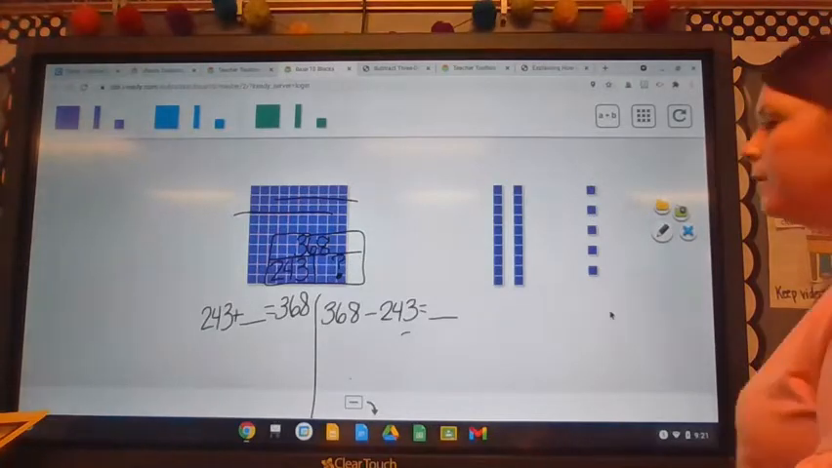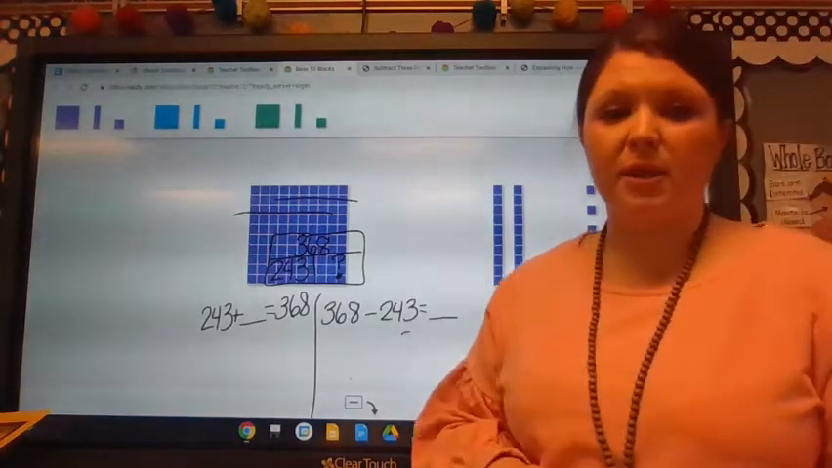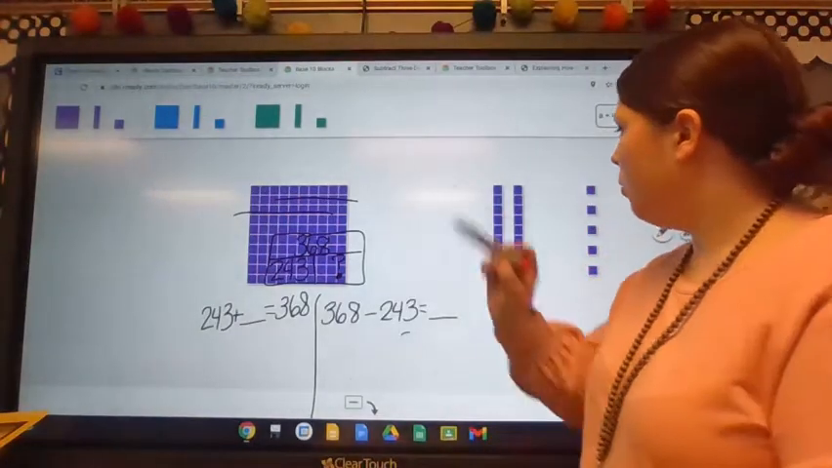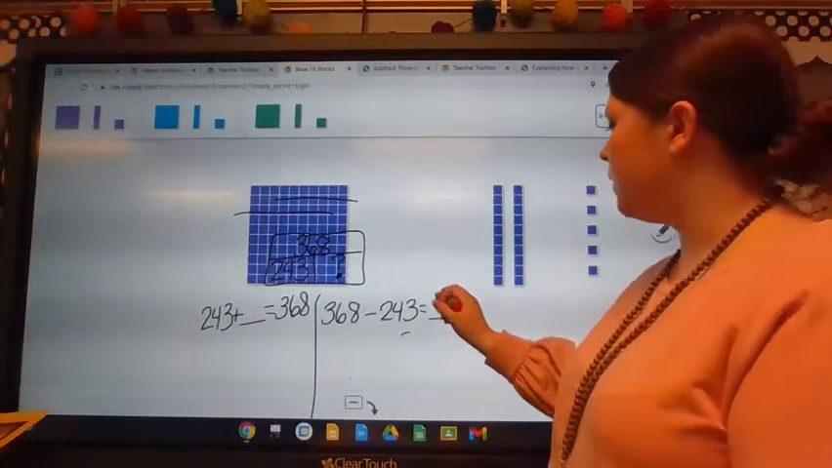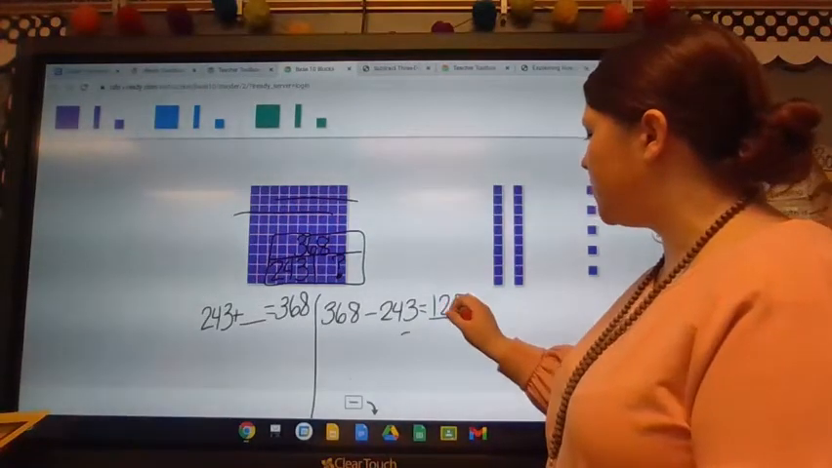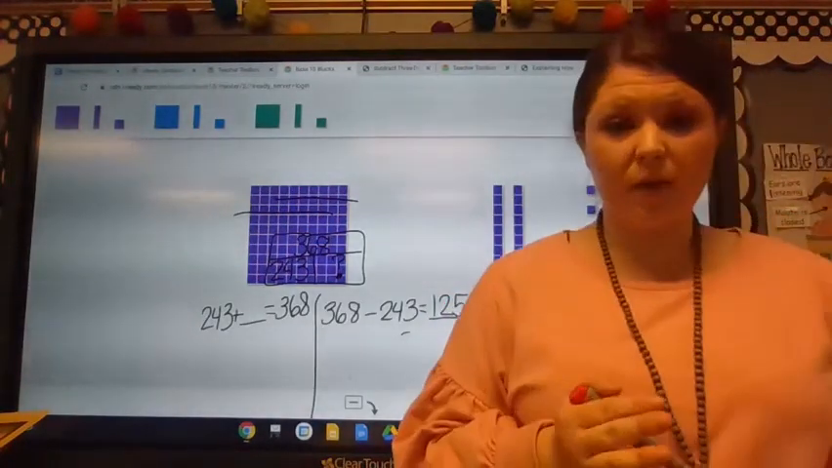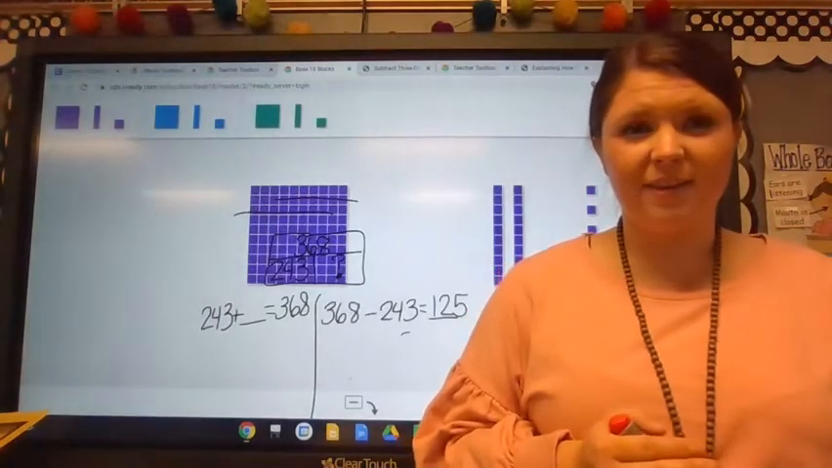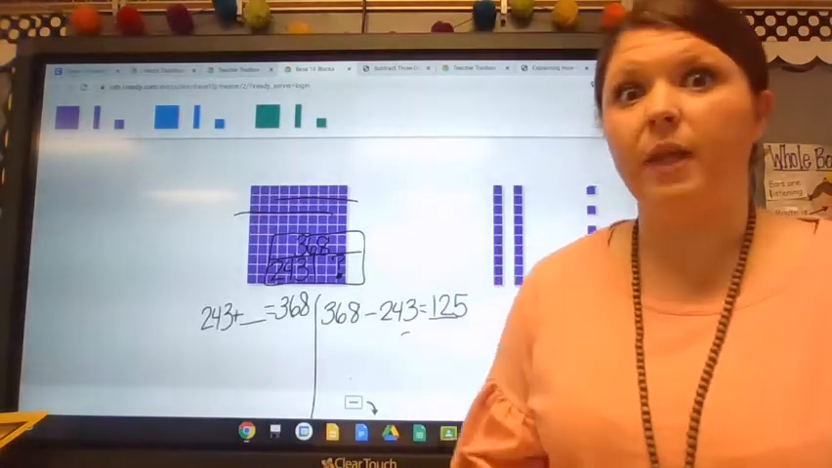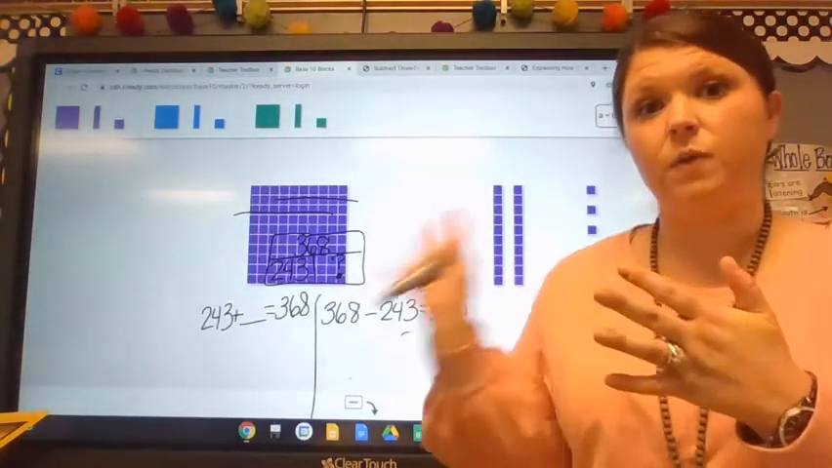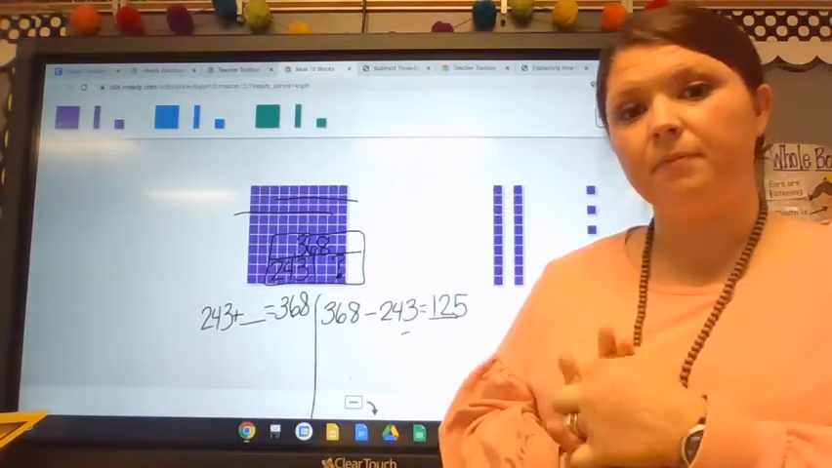Okay. Now, I should have that missing part, shouldn't I? 100, 2 tens, and 5 ones. So that would be 125. Is that what you found? 125? Great job if it was. If it wasn't, do you think that you could do that again? Or you could use what we just did and do that next time?